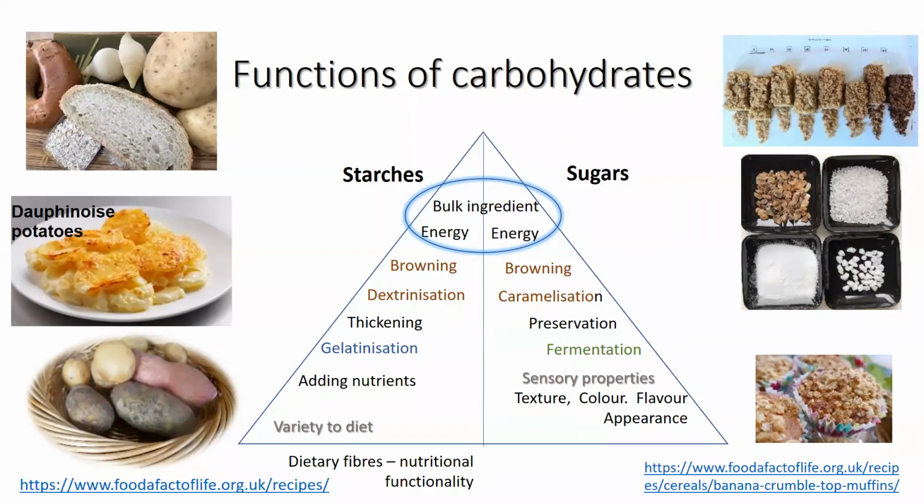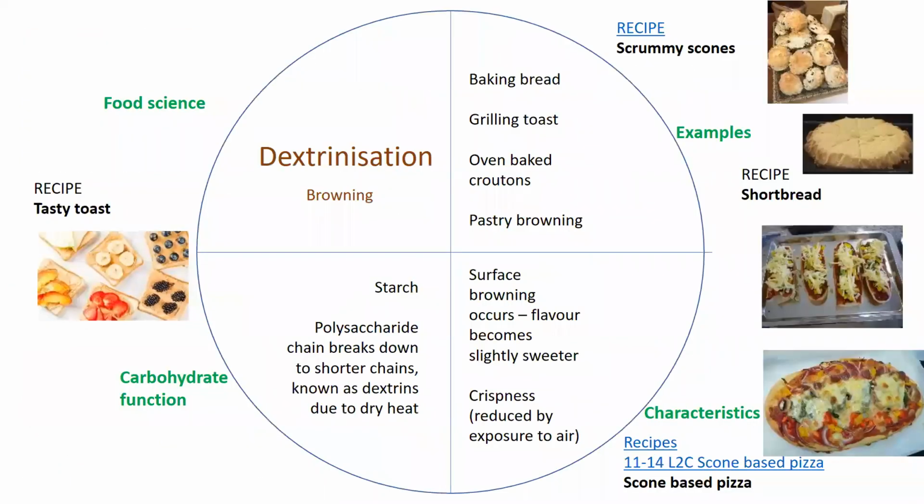The key ones for food science are those relating to browning, that's dextrinization and caramelization. Those related to thickening through gelatinization of starch, and those that aid fermentation and preservation. And finally, the functionality seen when ingredients are combined to achieve flavours, textures, colours, tastes and appearances characteristic to baking and other cooking techniques. So now I'm going to move into the actual functions of carbohydrates.